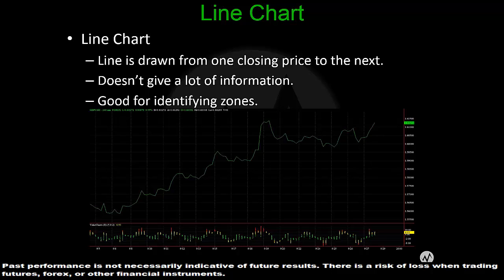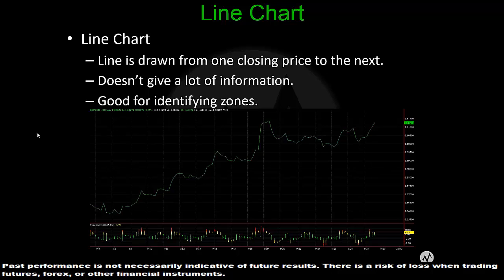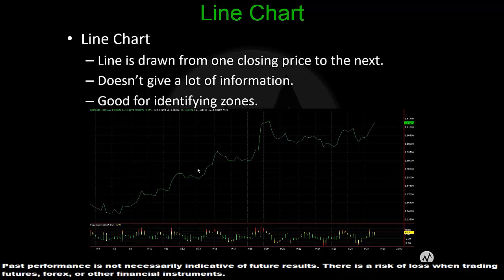I like using them to identify my support and resistance zones, because if I could bring up my tool here, let me go ahead and use a pen here. You can find your resistance right there, and this line could probably go across here, which becomes an area of somewhat support.